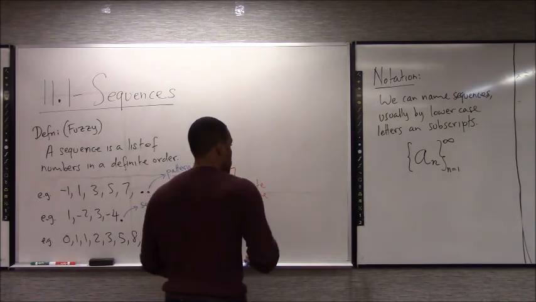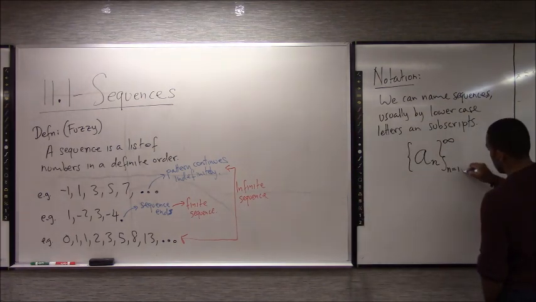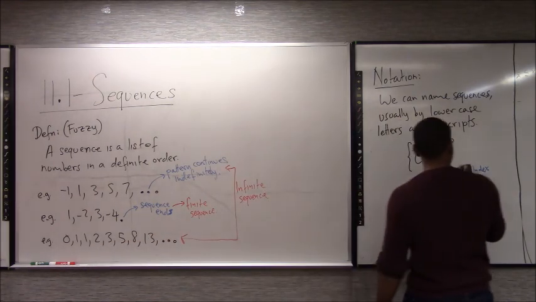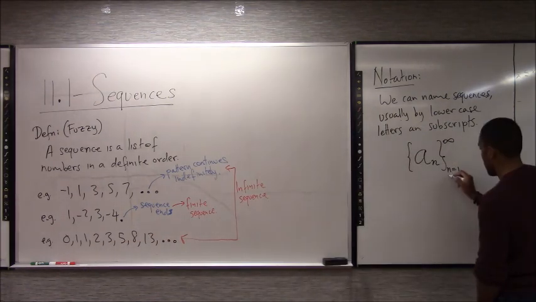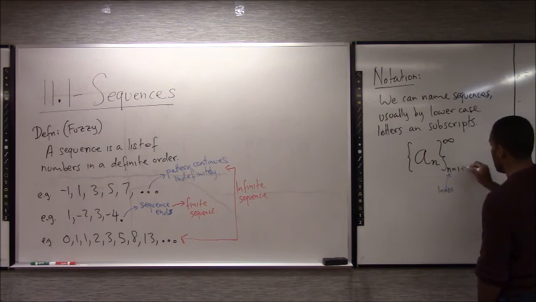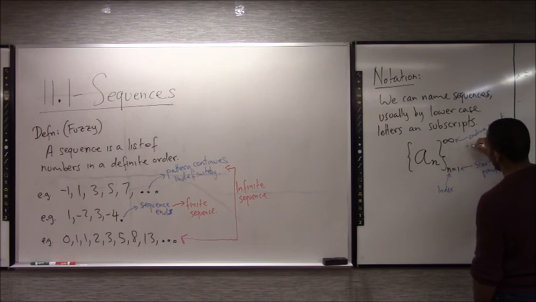So you can define the starting point. Well, n is called the index. The number down here tells you the starting point, and the number up here tells you the ending point, where you write infinity if the sequence is infinite.